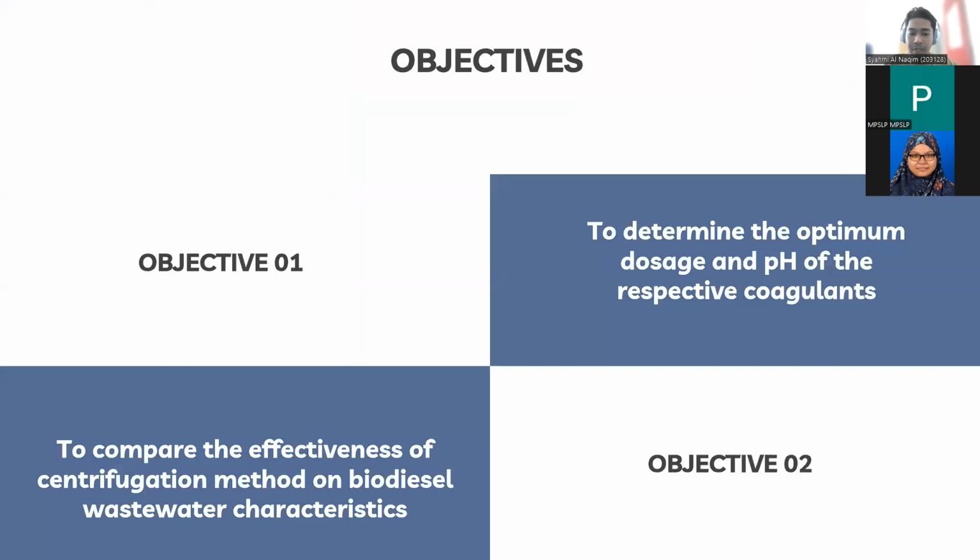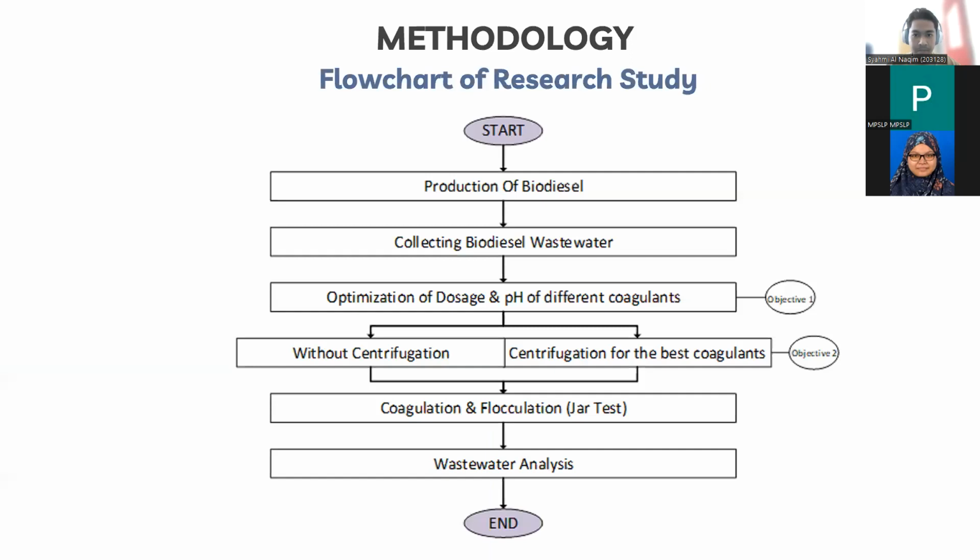Okay, the objective. The first objective is to determine the optimum dosage and pH of the respective coagulants. While for the second objective is to compare the effectiveness of centrifugation method on biodiesel water characteristic. Okay, so we move to the methodology. So this is the overall flowchart for my research study.